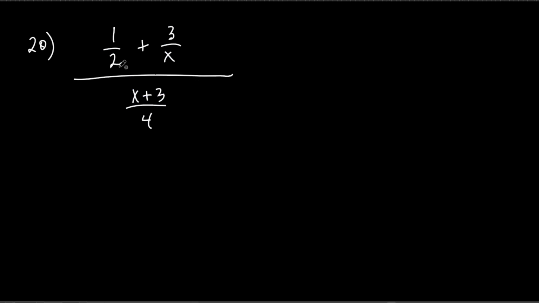But if you remember, that division wasn't so bad, was it? Remember what division is? It's multiplying by the reciprocal. Okay, you keep it, you change it, you flip it. Let's do that right now before I even mess with this stuff on the top. I'm just going to write 1/2 plus 3 over x. Okay, instead of divide, I'm going to multiply by 4 over x plus 3.